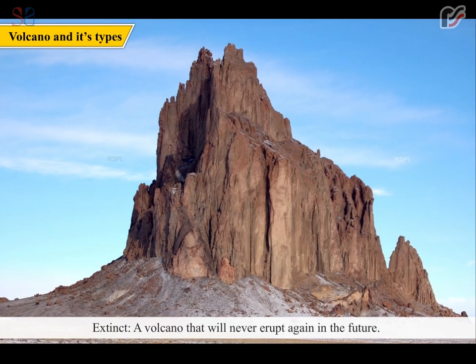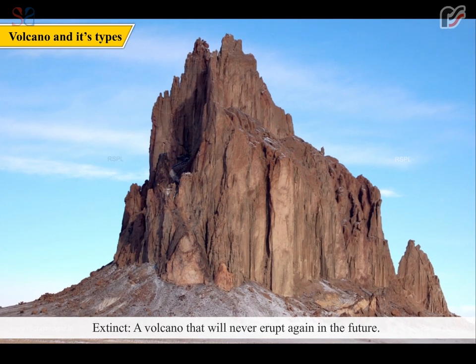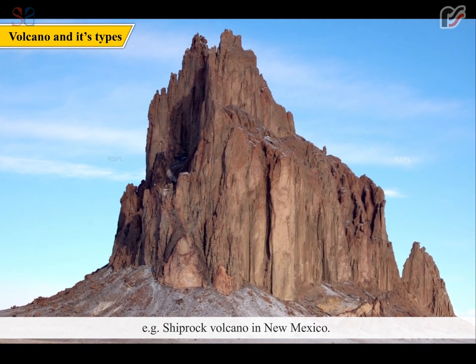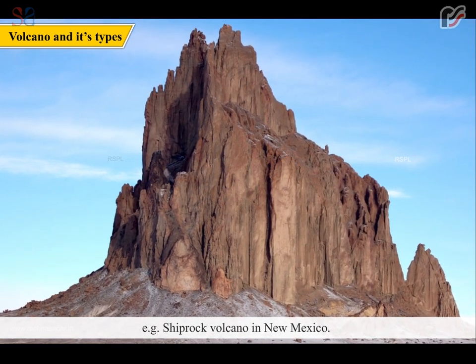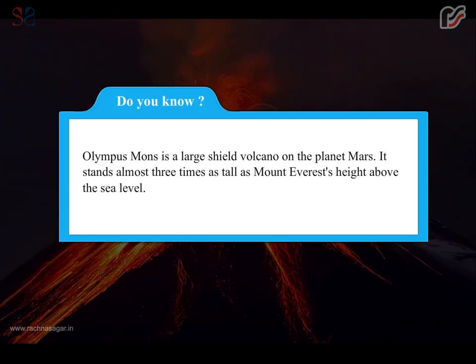Extinct. A volcano that will never erupt again in the future. Example: Shiprock volcano in New Mexico. Do you know? Olympus Mons, a large shield volcano on the planet Mars. It stands almost 3 times as tall as Mount Everest's height above the sea level.